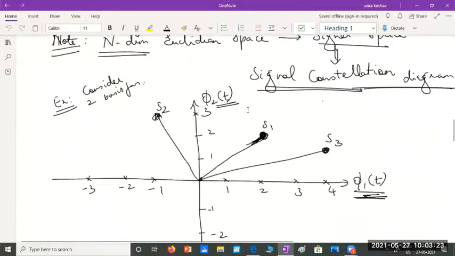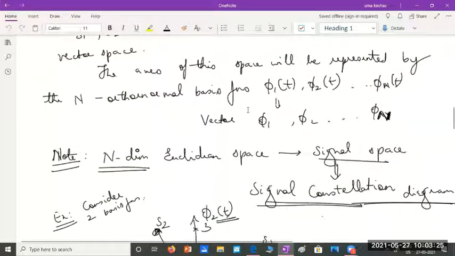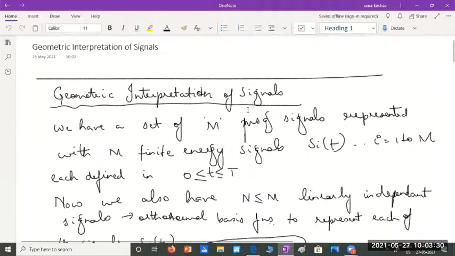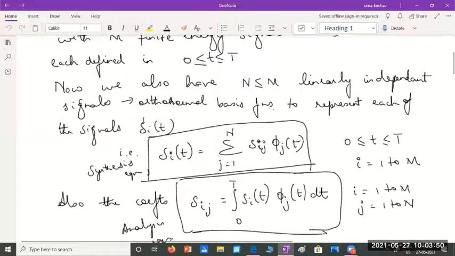Last class we had discussed geometric representation of signals after discussing the Gram Schmidt procedure to find the independent variables phi 1, phi 2. So they are all linearly independent orthonormal basis functions. Remember, the set phi 1, phi 2 and so on are all linearly independent orthonormal basis functions.